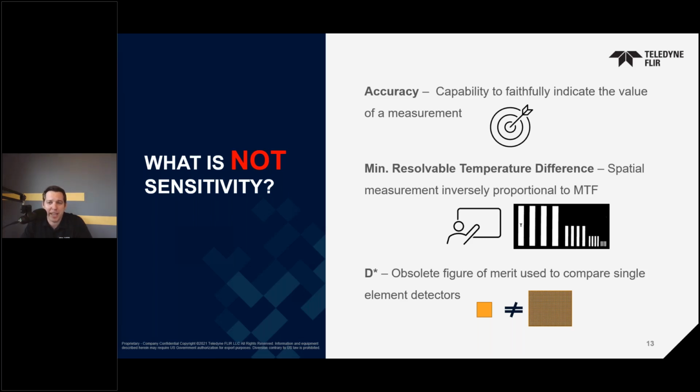It's been replaced by NEDT by the industry because there are really no assumptions or approximations in the calculations of NEDT. NEDT is an empirical, straightforward, easy to understand measurement, whereas a D-star calculation requires the noise bandwidth or noise spectral density, and those really can't be measured. So they're assumed or approximated to get a D-star measurement. So NEDT is not accuracy, it's not minimum resolvable temperature difference, and it is not D-star.